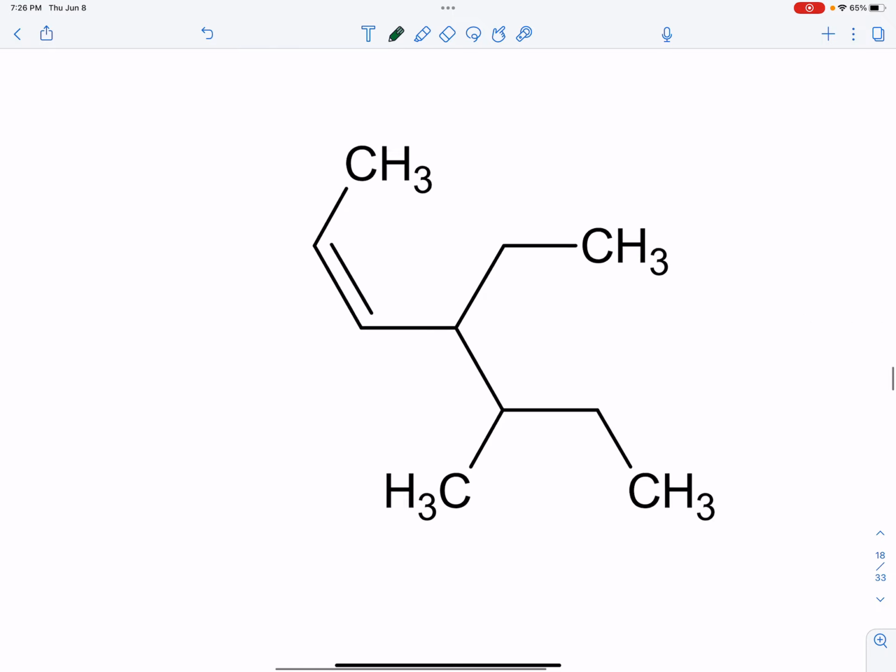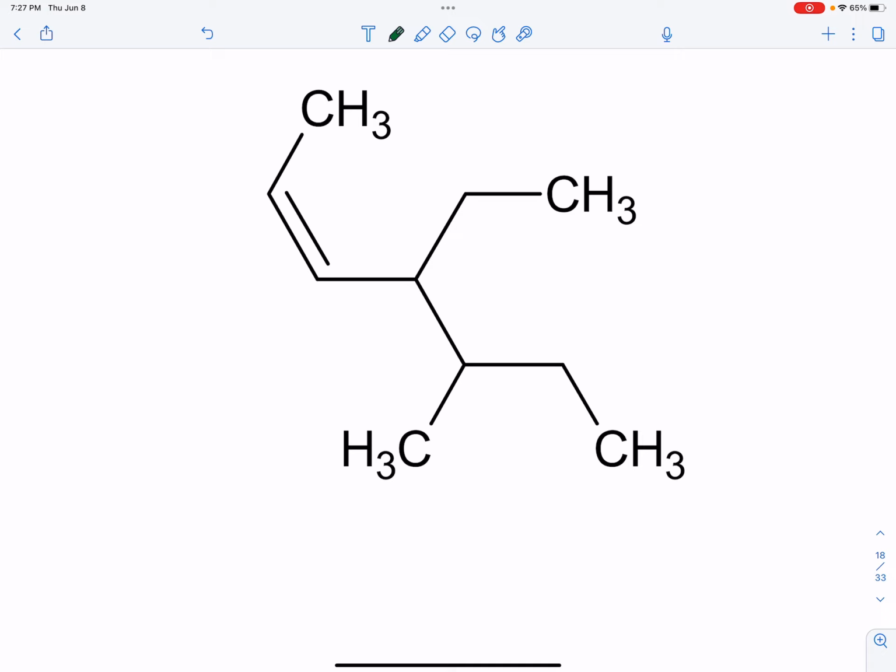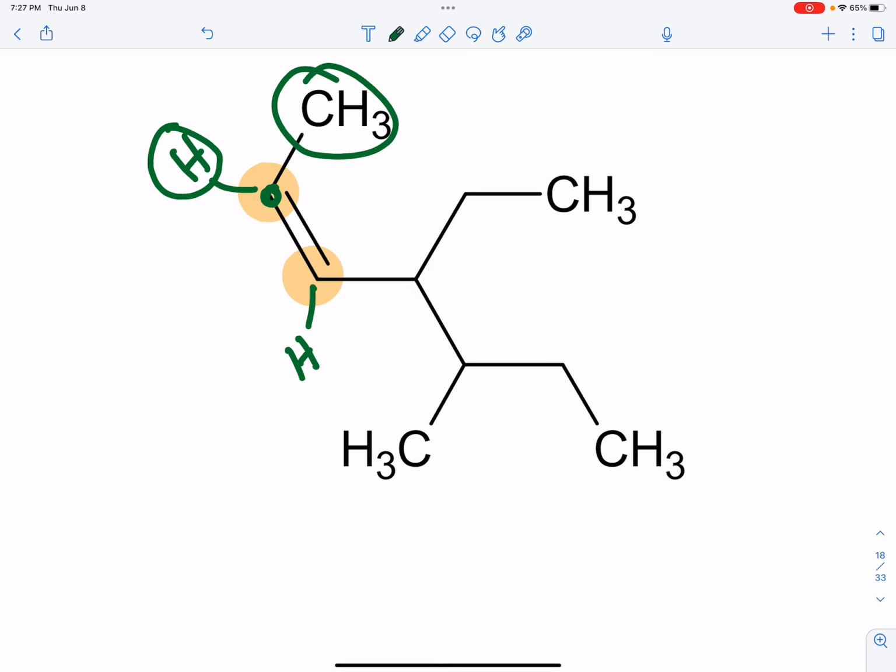Try another example here. Pause the video. Does it have cis or trans isomerism? And if it does, which is it? So we look at the two carbons in the double bond. I know that each of them has a hydrogen attached. Normally, you just imagine that. You don't draw it like this. So if I look at the carbon up here, it has two different things attached, the hydrogen and the methyl. If I look at the carbon on the other side of the double bond, it also has two different things attached. So yes, this will have cis and trans isomerism.